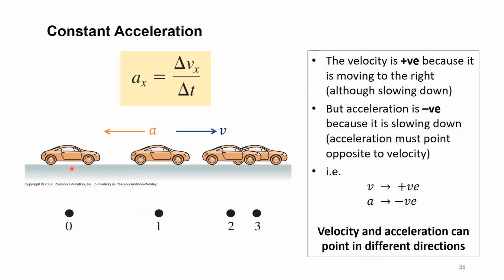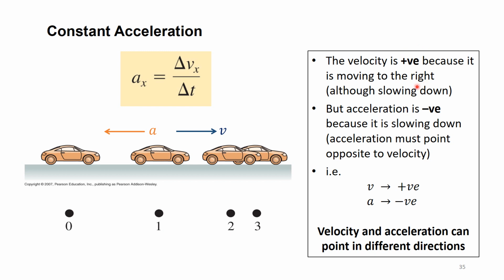Okay, so here's an example of an accelerating object. This car is moving to the right. You can see the motion diagram. It's moving to the right and slowing down. So the velocity is changing, it's slowing down. The velocity is positive. For each of these dots, each of these points, the velocity is positive.